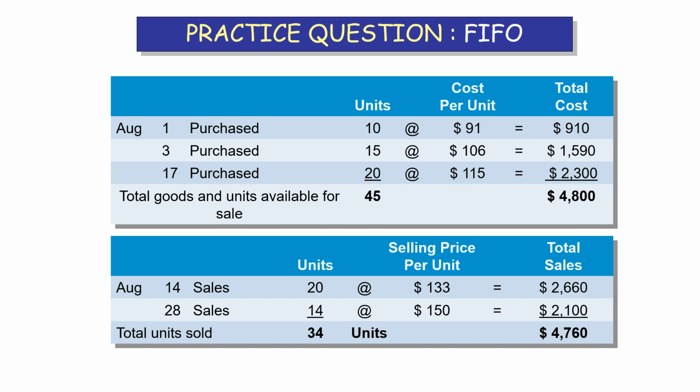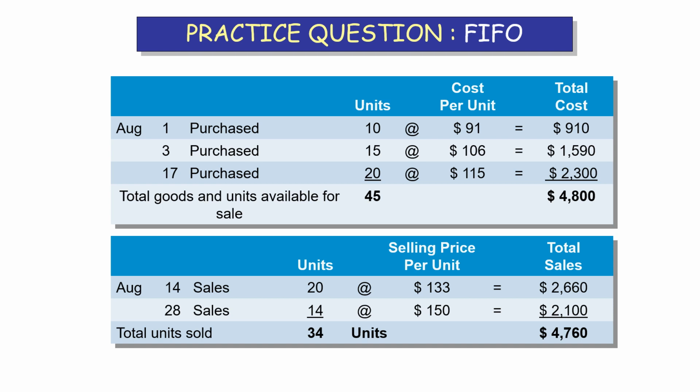Here is a practice question. The first table is for the purchases, the second table is for the sale. So August 1st, 3rd, and 17 are the purchases. 10, 15, and 20 are purchased on those dates. And you can see that the cost of those are different, $91, $106, and $115, giving us the total different costs. So we purchased 45 units at a total cost of 4,800.